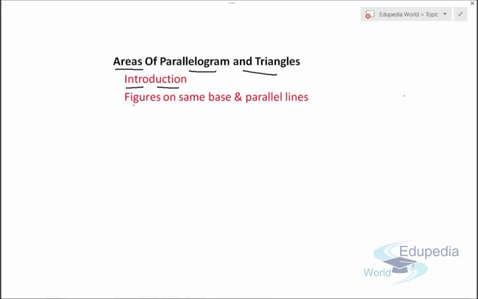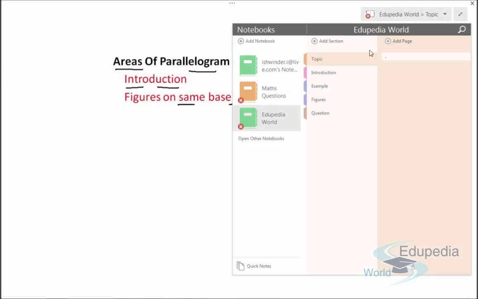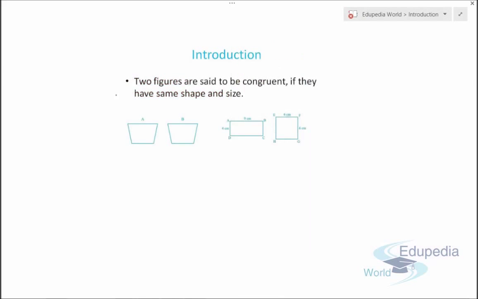Then we'll discuss figures, like how we can prove that the areas of parallelograms or triangles are equal, or how they are related according to whether they lie on the same base or between the same parallel lines. Then we'll discuss how congruency helps us recognize whether two figures have equal areas and are between the same base and the same parallel lines. So let's discuss the first topic, which is the introduction to area of parallelograms.